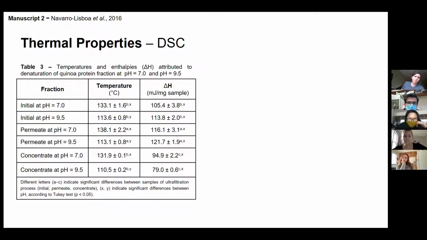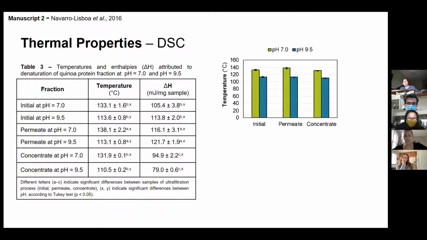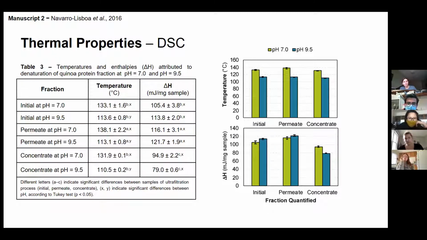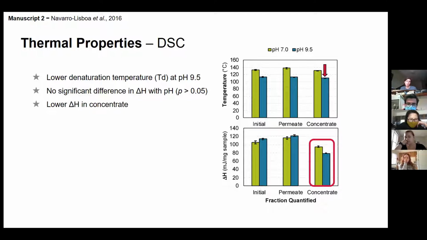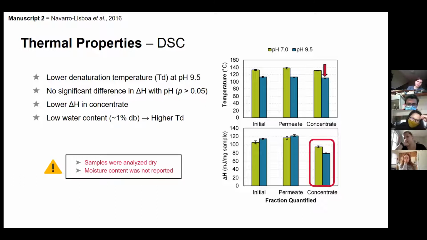Moving on to the thermal properties, these graphs illustrate the denaturation temperature and change in enthalpy results based on the data from table 3. So the denaturation temperature was lower at pH 9.5 compared to pH 7. However, they reported no statistically significant difference in terms of enthalpy change between the two pH, though it was lower in the concentrate fraction. Notably, the denaturation temperature reported is above 100 here, whereas in the paper that Nigel discussed, it was below that. And the authors attributed this to the low water content. However, it's worth noting that they directly analyzed the freeze-dried samples without resuspending them in solution.